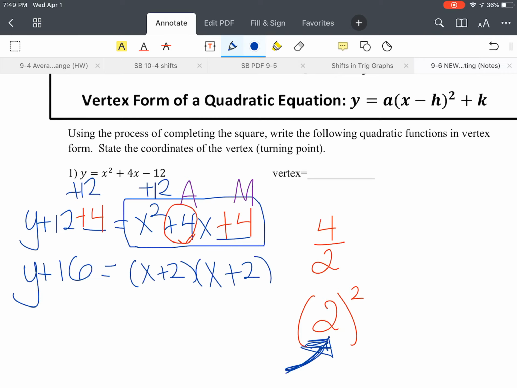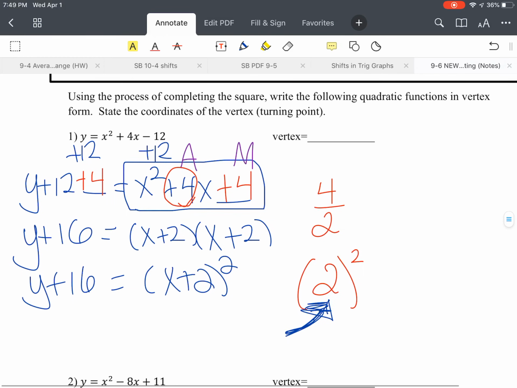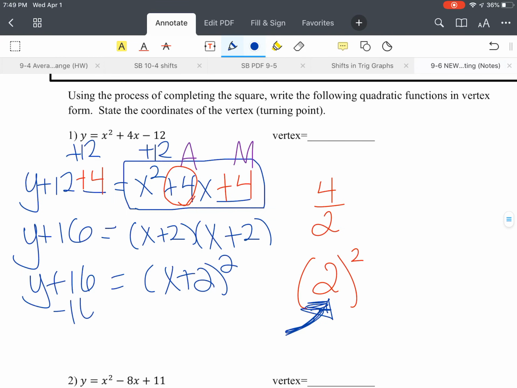And then what's nice is we had more to do when we did completing the square, when we learned it the first time. This is just a form of completing the square to get into vertex form. So we really only have one more step. We're going to write this as x plus 2 squared. And then all I need you to do is minus the 16 over to the other side, and we are done.